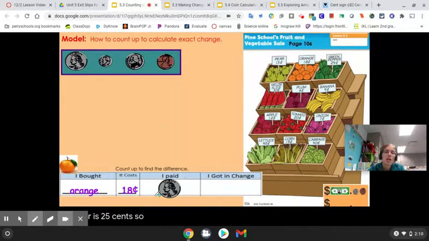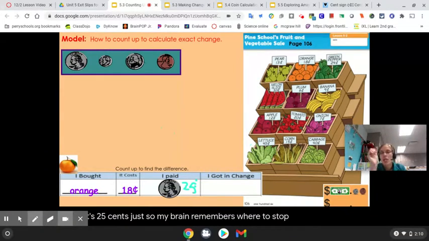So I'm going to start at the smallest amount and I'm counting up until I get to 25 cents. So let me show you what that looks like after I write that. So that's 25 cents, just so my brain remembers where to stop. So I'm going to start at 18.